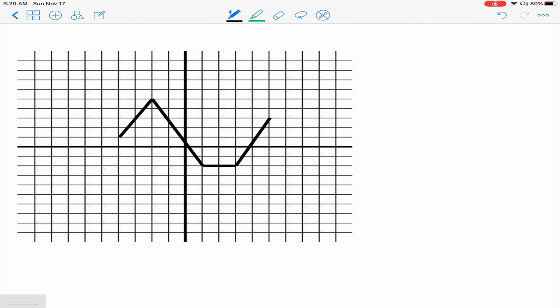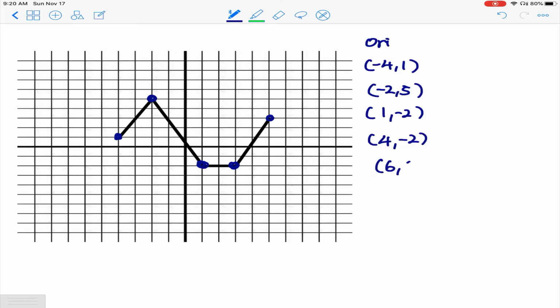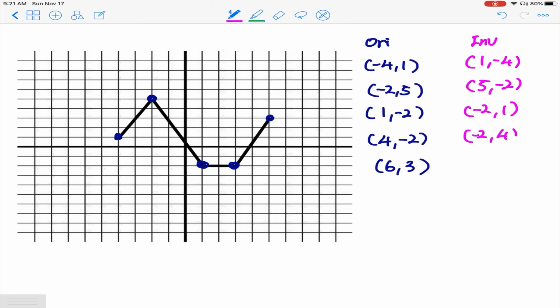We have this, same thing. We have points right here, here, and here. Remember, those are the points where it either starts and ends, or turns direction. So the original is (-4, 1), (-2, 5), (1, -2), (4, -2), (6, 3). So the originals are very simple, and the inverses are also very simple: (1, -4) by switching x and y, (5, -2), (-2, 1), (-2, 4), and (3, 6).